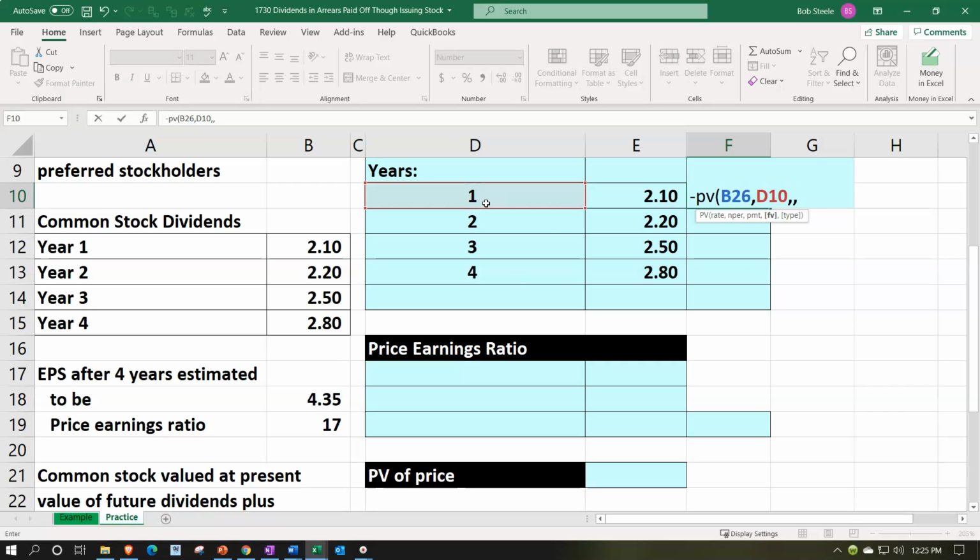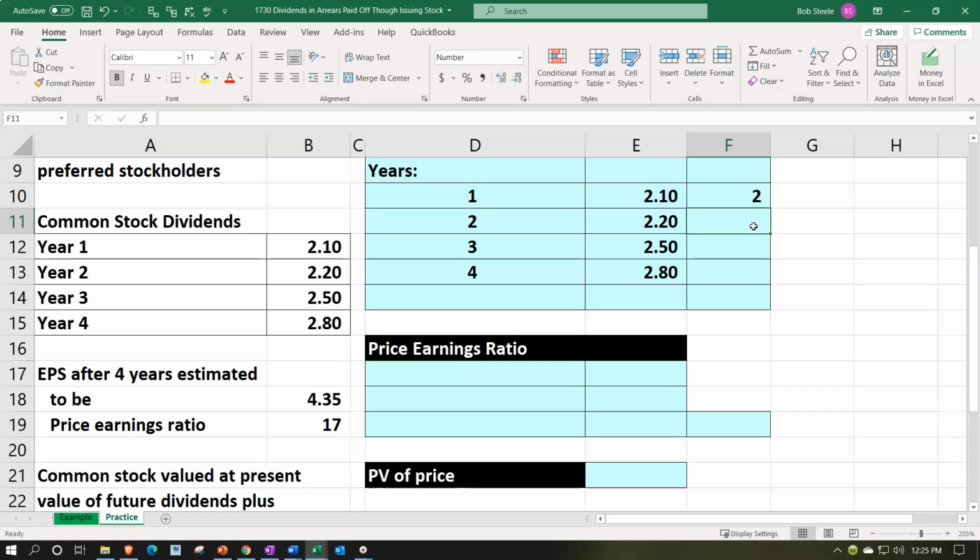And then comma, comma, and then the future value is going to be that $2.10, 2 commas because it's not an annuity but present value of 1. So there we have it. Let's select these cells then and go to the number group and add some decimals to them. I'm going to do the same thing here. I'll do it 4 times, and then we'll use the autofill.